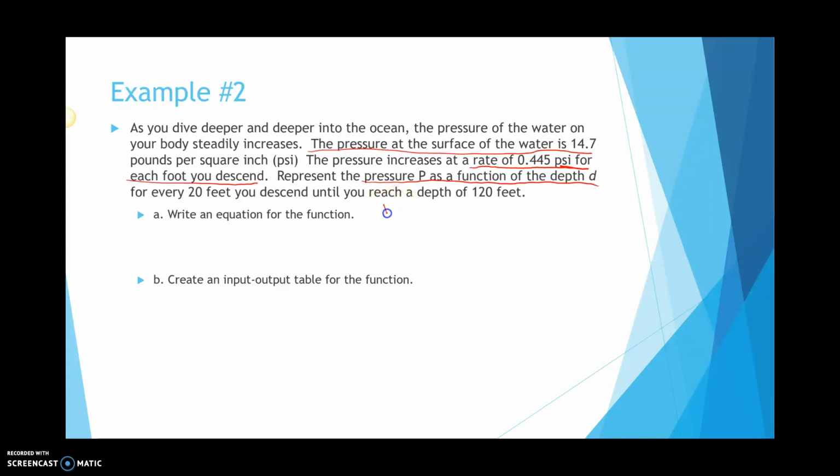So our algebraic model, I'll write it here off to the side, is going to be the pressure at a given depth equals the pressure at the surface plus the rate of change of pressure times your diving depth.